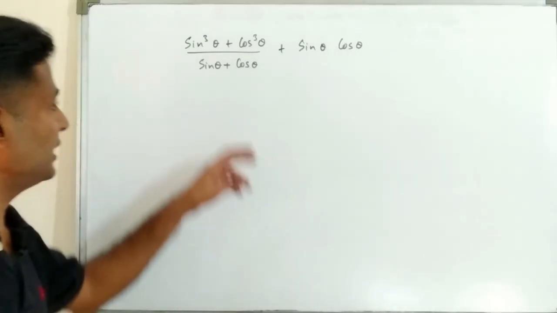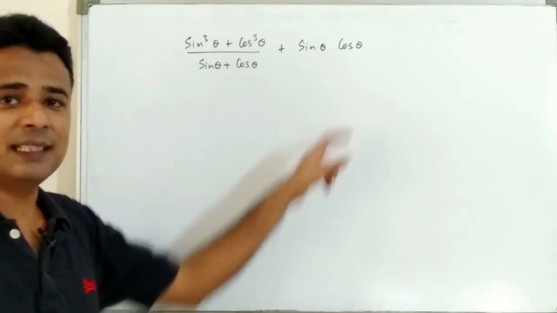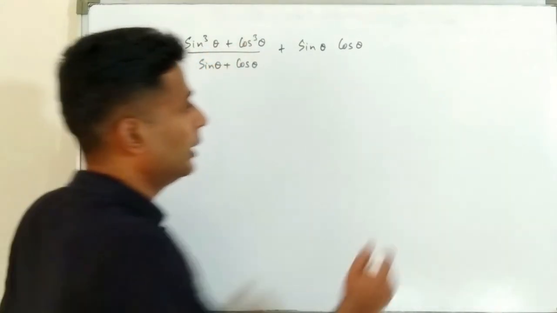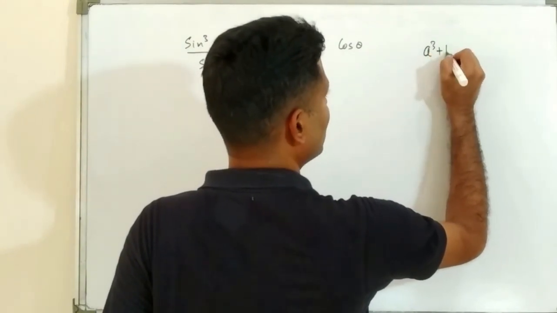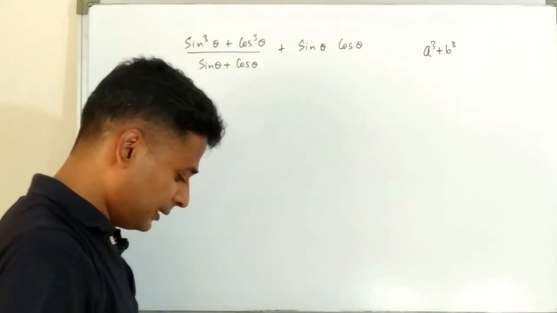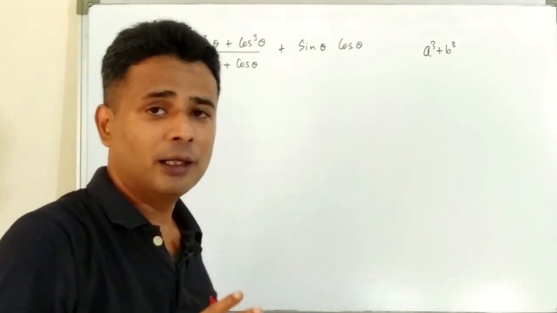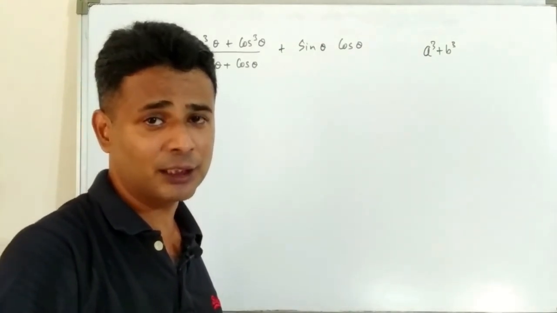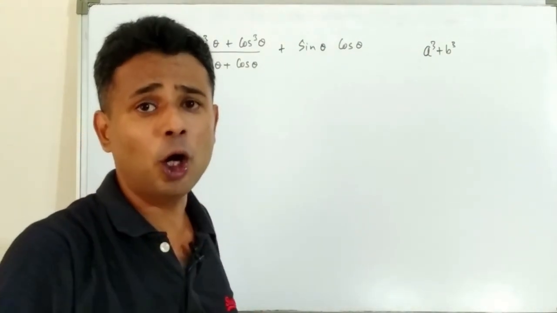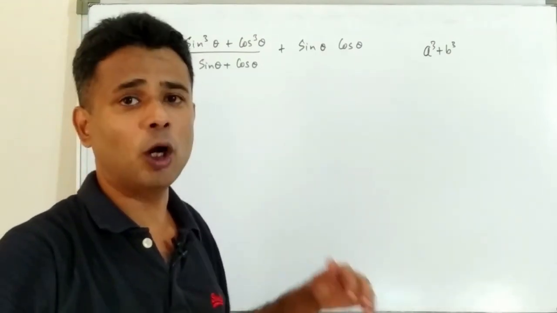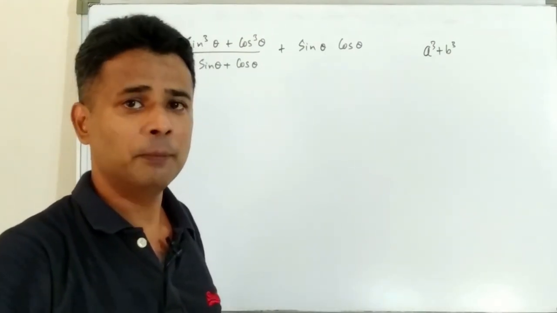Alright guys, now the next question, they have asked us to find what this is equal to. If you observe, sin cube theta plus cos cube theta is of the form a cube plus b cube, so you have to use the a cube plus b cube formula. Guys, last year in 9th standard, you must have studied the chapter on factorization. Make sure that you go through all the formulas in that chapter, because you'll be using a lot of that in this year's mathematics.